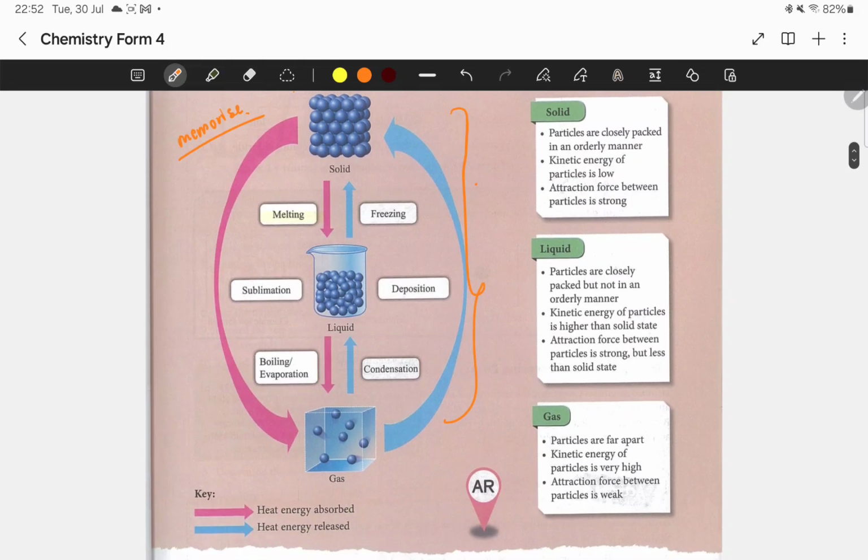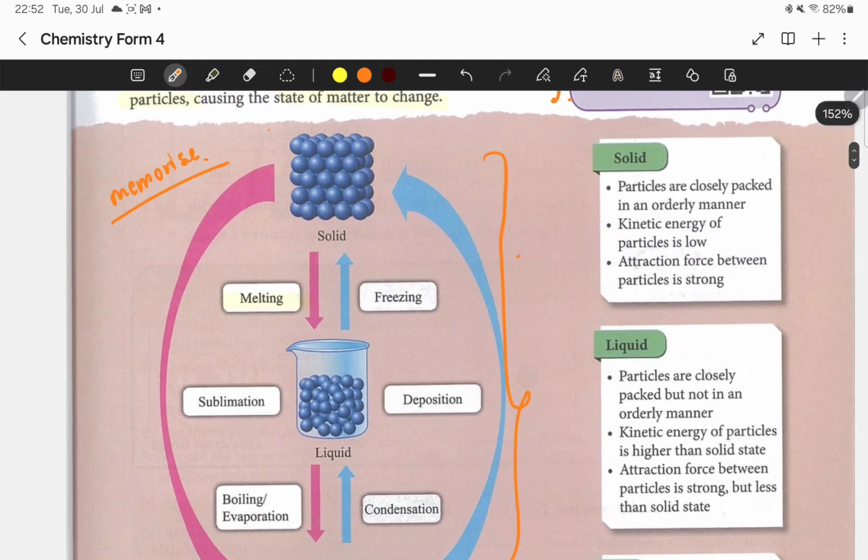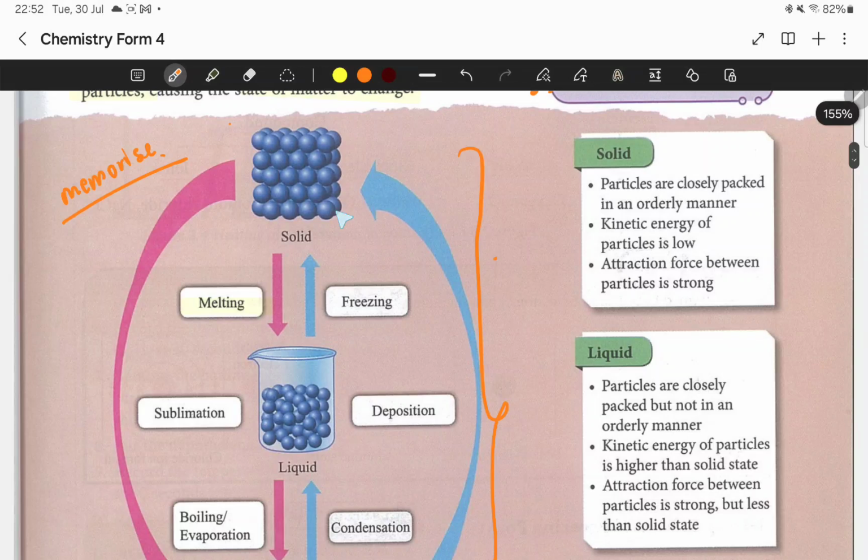Okay, this is solid, right? How does solid work? Usually the particles in a solid, we have something called solid, right? So this whole thing is solid, and each one of these is called a particle, closely packed in an orderly manner, meaning tightly arranged in an orderly way. Really tight and neat. And then the kinetic energy is very low.